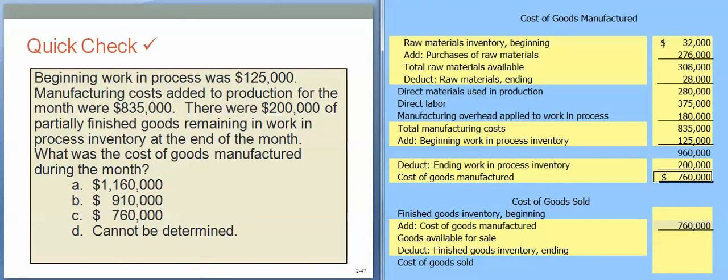cost we need to account for. And they will either need to have been left in ending work in process or transferred out as cost of goods manufactured. And notice our cost of goods manufactured shows up on our cost of goods sold statement.